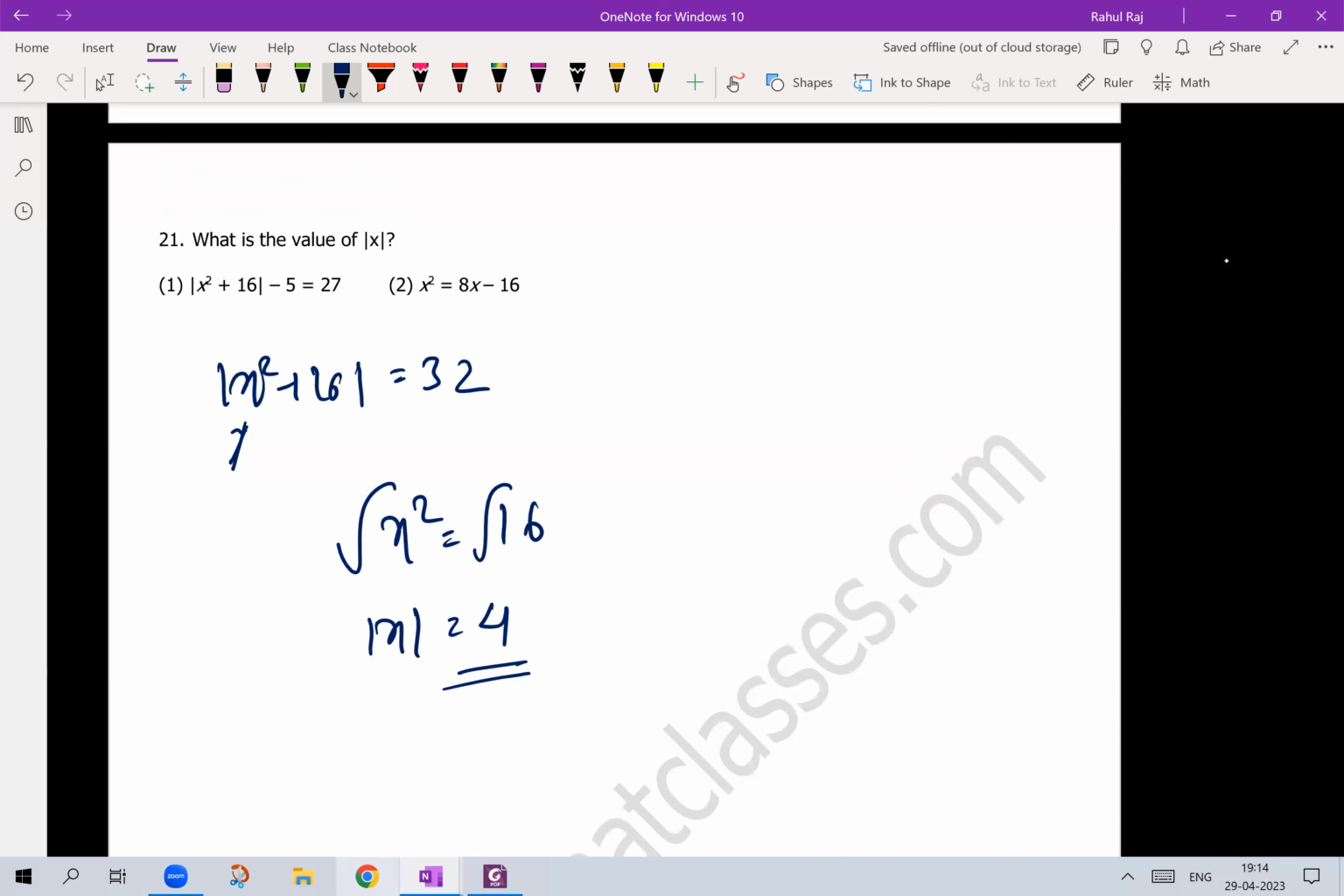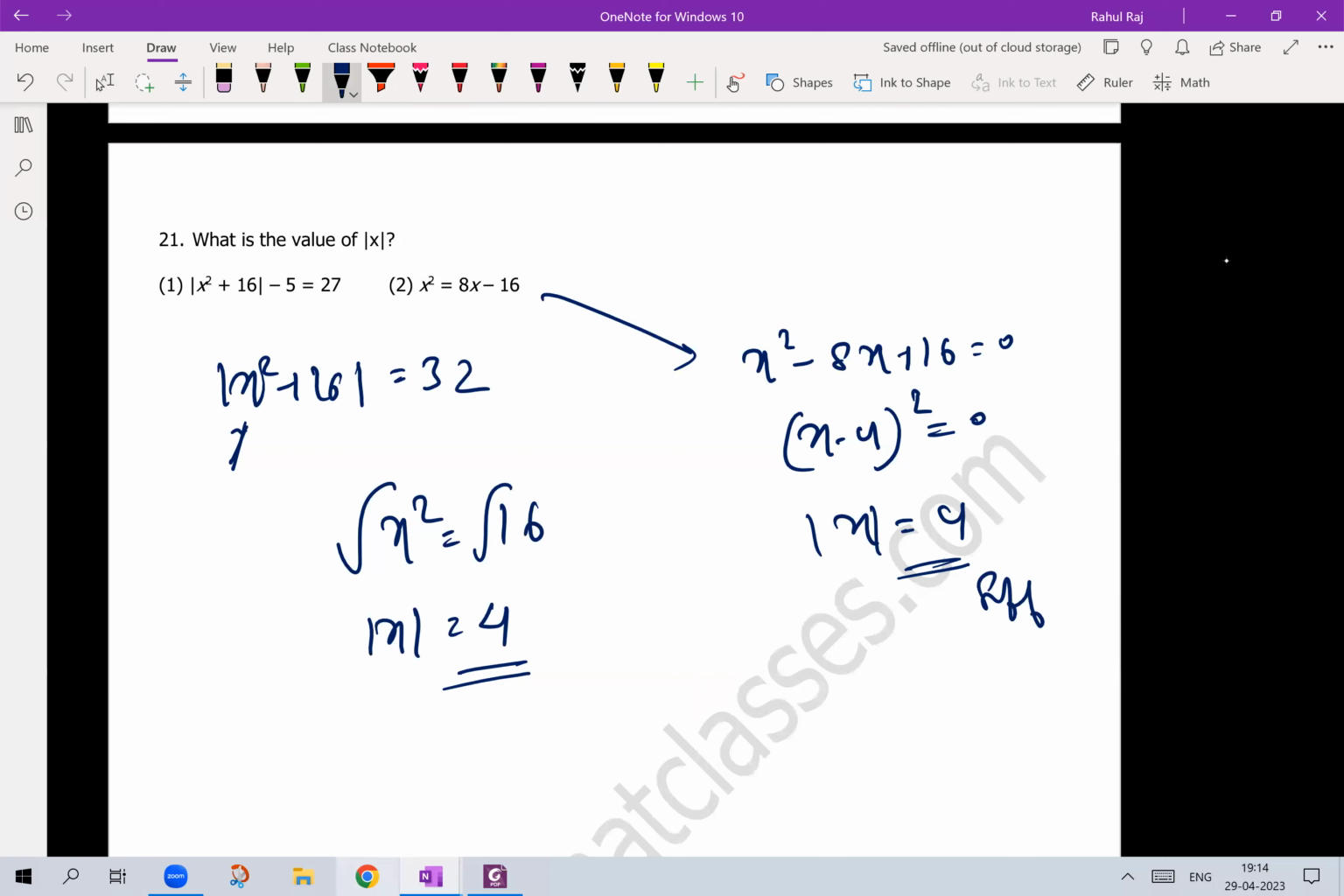That's it. Sufficient. This says x square minus 8x plus 16 is equal to 0. That is, x minus 4 whole square is equal to 0. x is equal to 4, so mod x is also 4. Sufficient. So D.